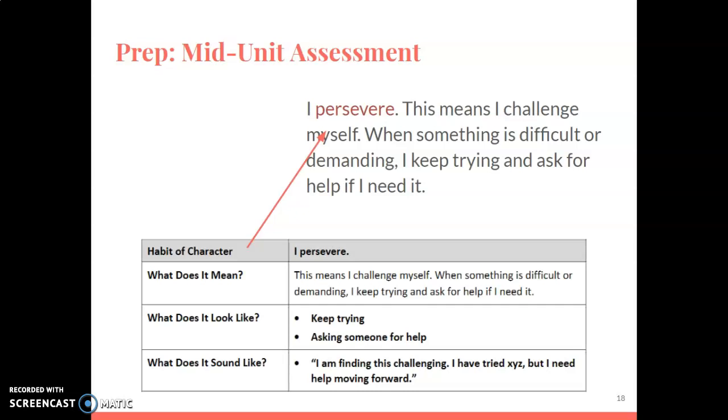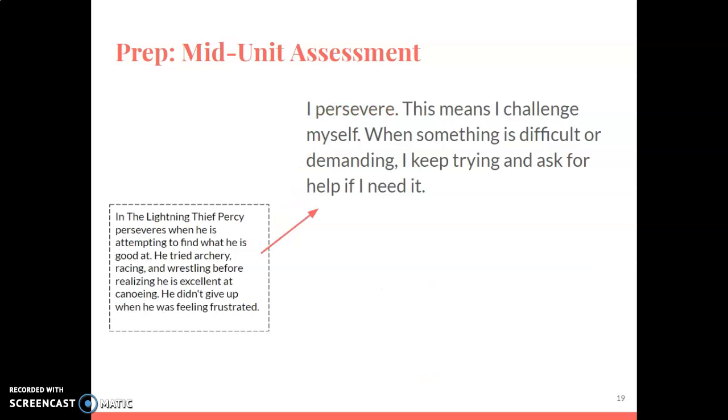Please keep in mind, even if you are finding something challenging, try the strategies mentioned previously. Think about what the different terms and definitions mean and keep moving forward. In The Lightning Thief, Percy perseveres when he's attempting to find what he is good at. He tried archery, racing, and wrestling before realizing he's excellent at canoeing, but he did not give up when he was feeling frustrated.